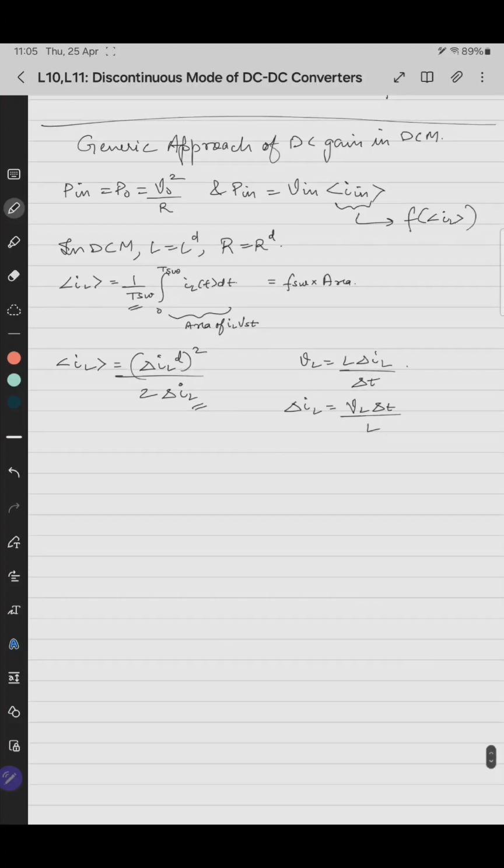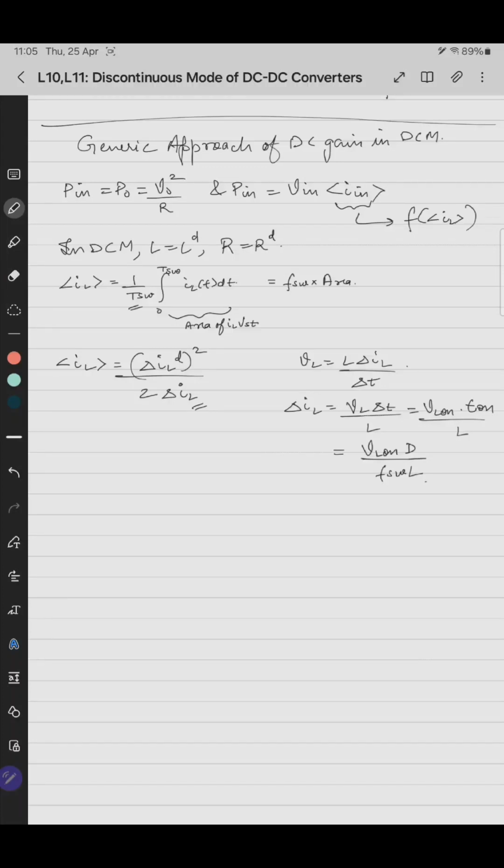As I have also said, we don't have to write in terms of D dash, because we don't know D dash. We have to write in terms of D. We know that T on will be D into T switching for all the converters, buck, boost or buck-boost, irrespective of anything. So delta IL is VL on into T on divided by L. T on is D into T switching, or D by F switching. So it is VL on into D by F switching into L, in continuous conduction mode. D is the same for both.